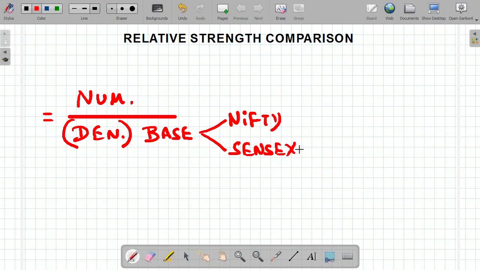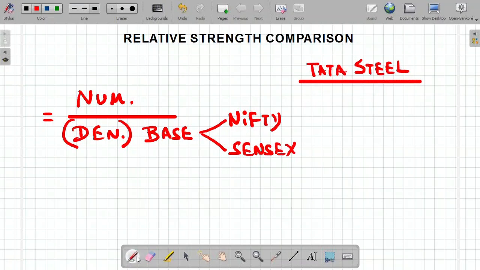Now, we will extend this concept a little further. Let's take an example. Let's say you want to answer a simple question about Tata Steel. Is Tata Steel a relatively strong stock or a relatively weak stock at the current market juncture? How is it doing? To understand that, all we can do is take Tata Steel on top of Nifty.